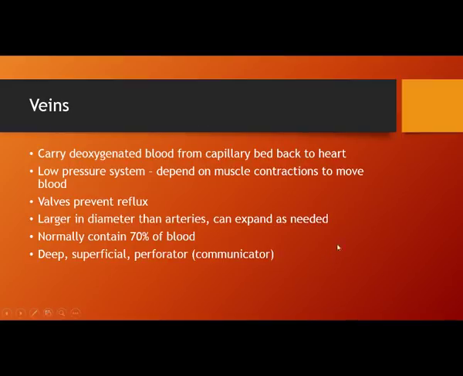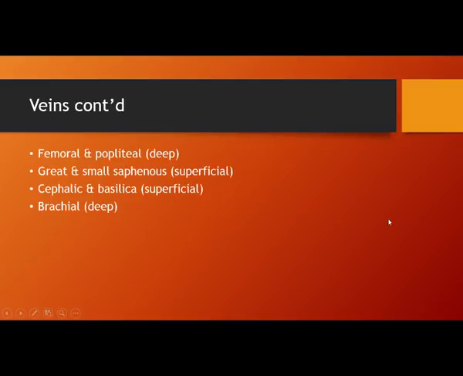There are three types of veins. Deep veins, which you probably will not ever see unless you go into the operating room. Superficial veins are the ones that you typically see, and perforator veins or communicator veins are the ones that go between those two. Some of the most important veins in the legs, the femoral and popliteal veins, are deep veins. And then the great and small saphenous veins are superficial.